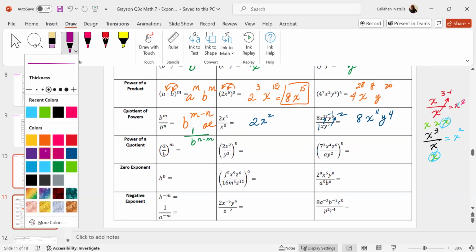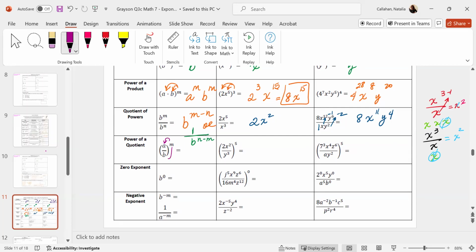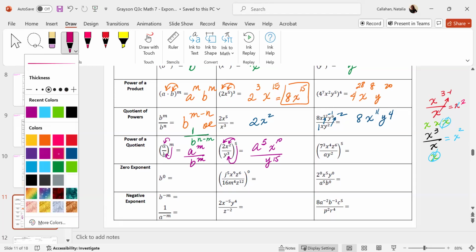So with this one, with the power of a quotient property, you just distribute in. So it's a to the m over b to the m. When you distribute this here, do you see how the parenthesis covers the top and bottom? Yeah, so that's why you do it to top and bottom. So practice with this, try it on your own.